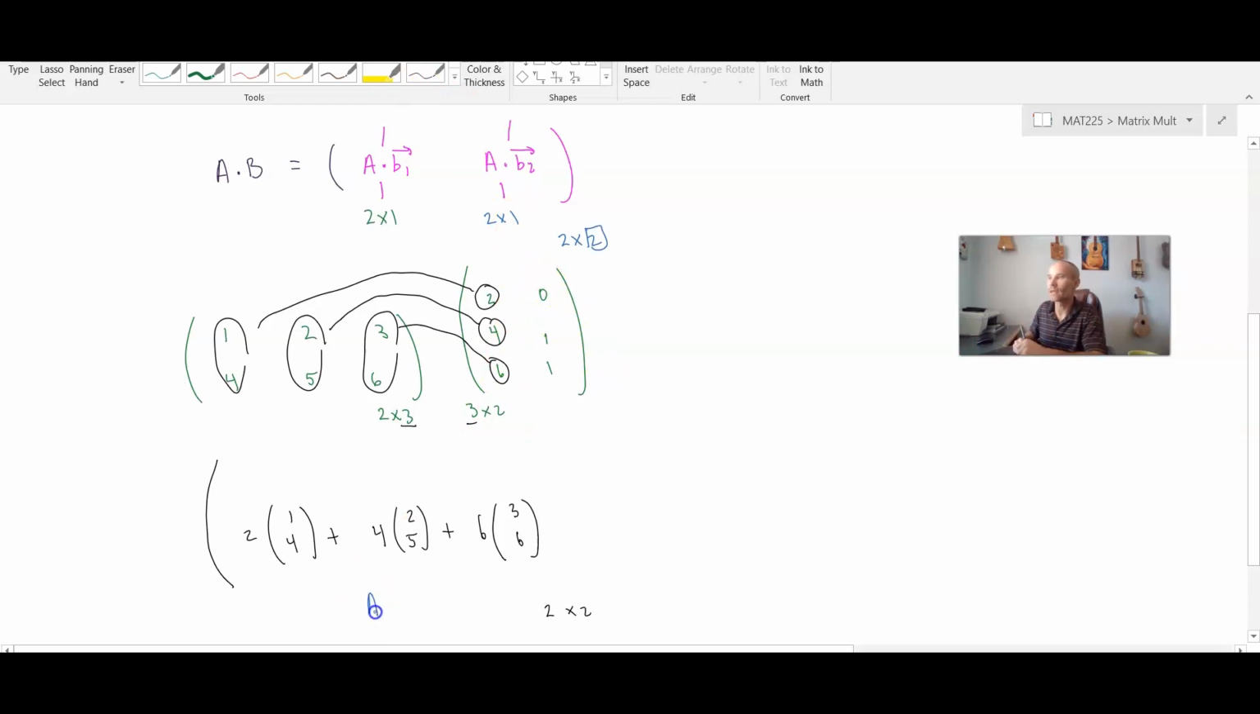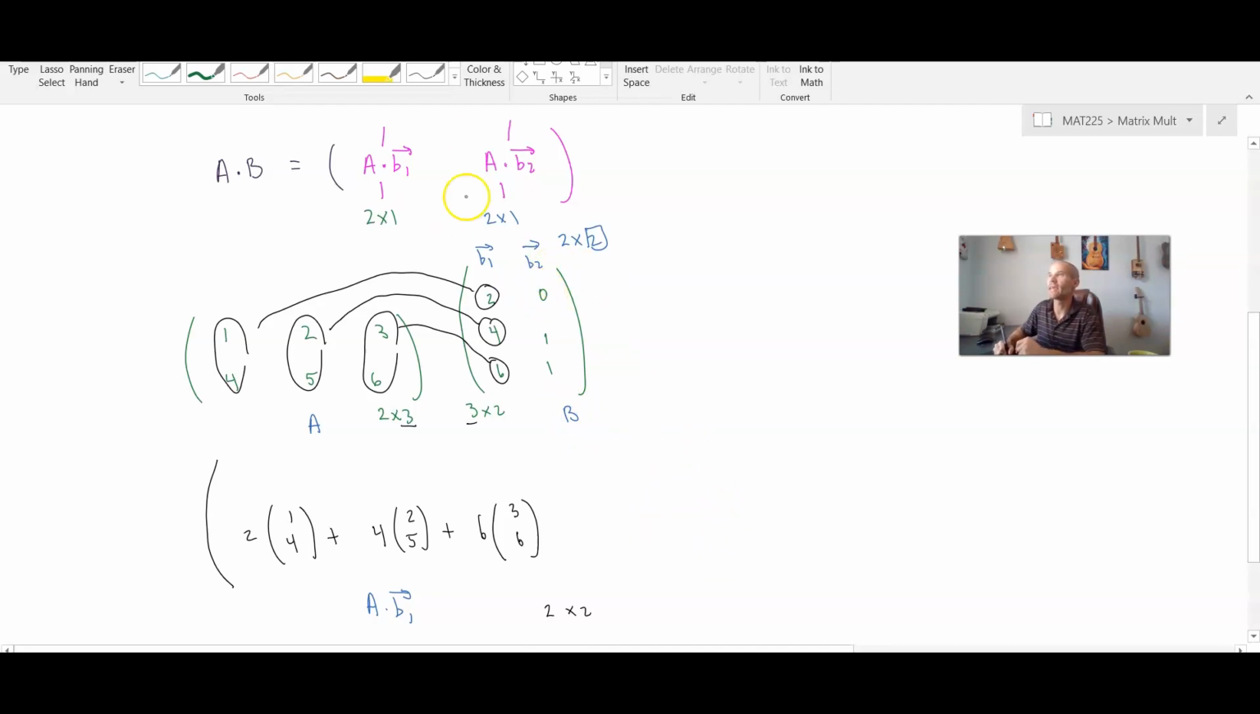So we could think about this right here as A times B1, where if this is matrix A and this is matrix B, then this is B1 and this is B2. And this is matrix B. So now I need to form A times B2.